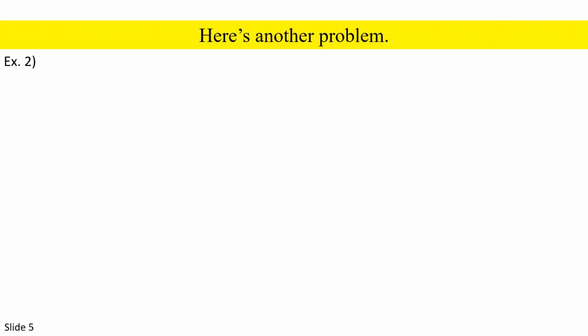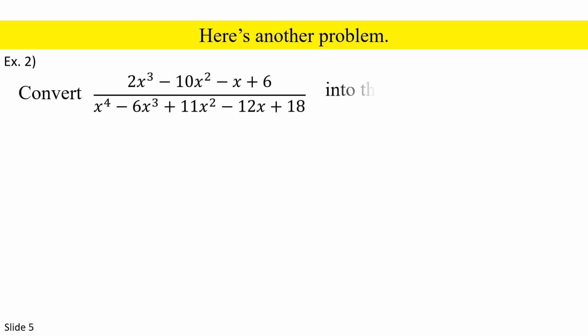Here's another one. Example 2. Let's convert 2x cubed minus 10x squared minus x plus 6 over x to the fourth minus 6x cubed plus 11x squared minus 12x plus 18. And we can convert that into the sum of some fractions.